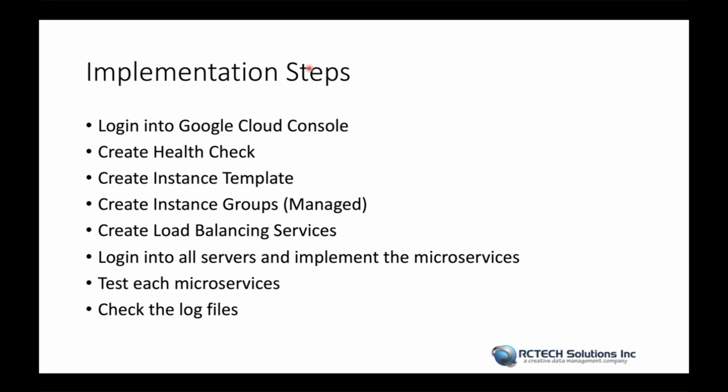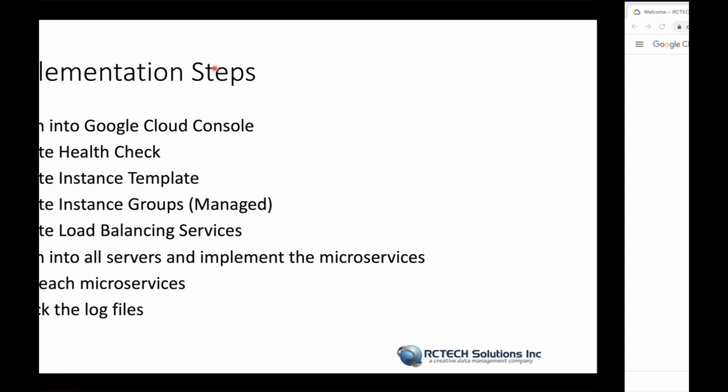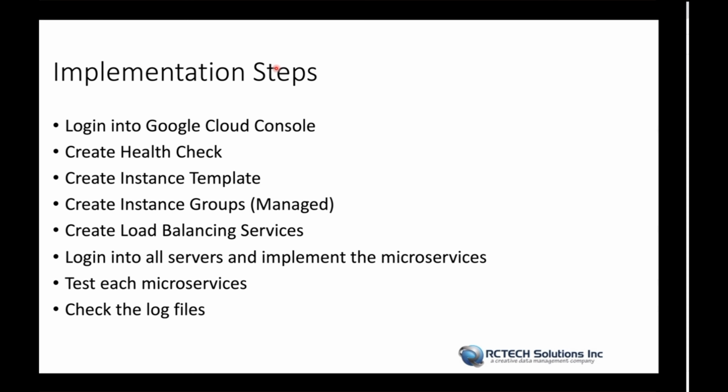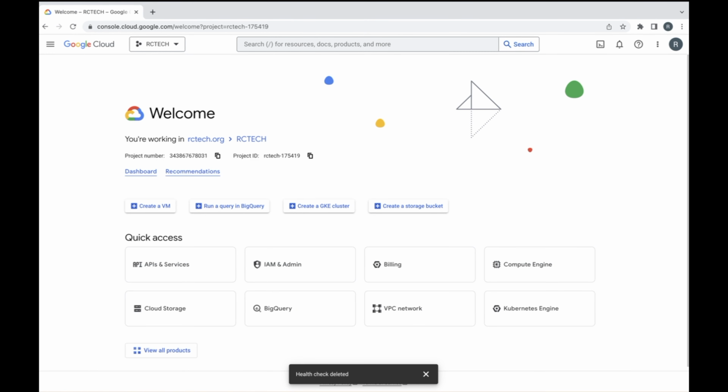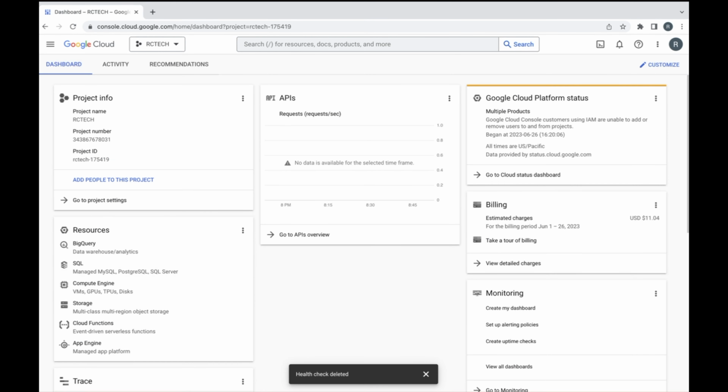What's the first step? Log into the Google Cloud Console. I'm already logged in, and create a health check. How do we create the health check? Go to the dashboard and go to my compute engine.